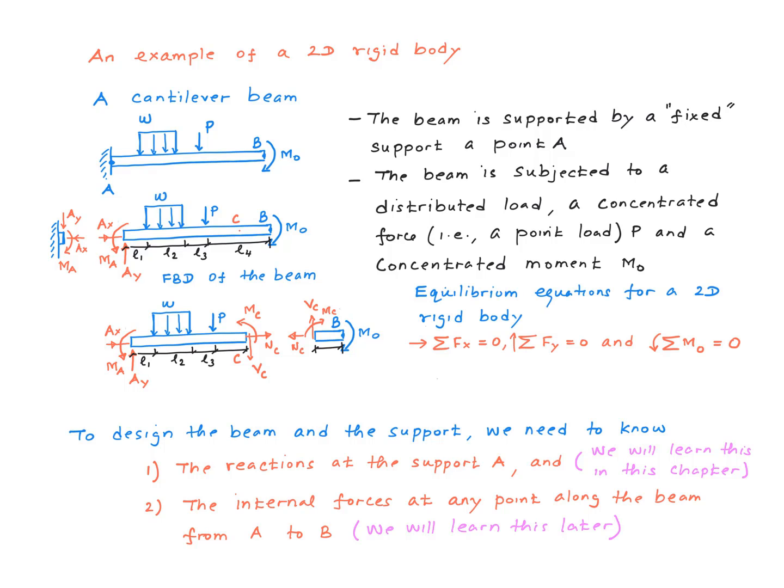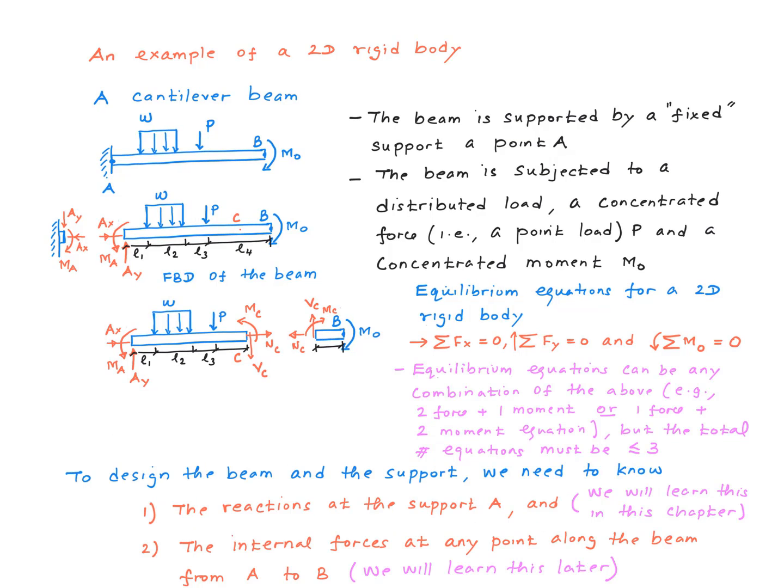As we pointed out earlier, we're going to have one additional equilibrium equation in the case of the equilibrium of rigid bodies. That is the moment equation. In other words, you sum up the moments about any point for a free body diagram and set it to 0. Let me also make a comment here that the equilibrium equations can be any combination of the above. In other words, we can sometimes use one force equation and two moment equations, or two force equations and one moment equation like we have listed over here.